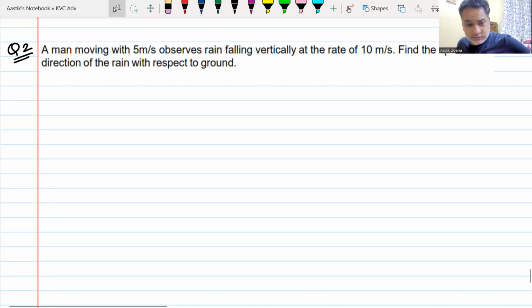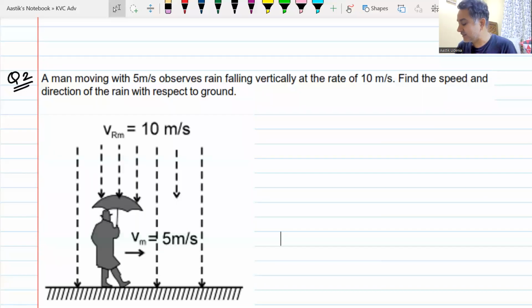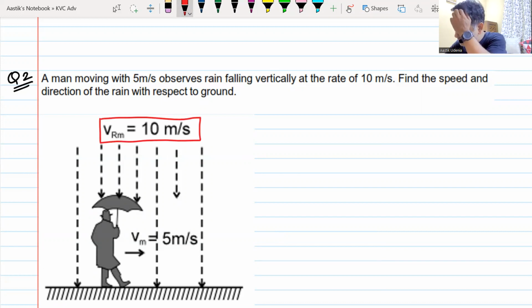So how are we supposed to do this? We just draw a simple diagram. And this is a diagram. Velocity of rain with respect to man. How does rain appear to the man? It is appearing to be falling vertically downwards. Yes or no? Yes, sir.